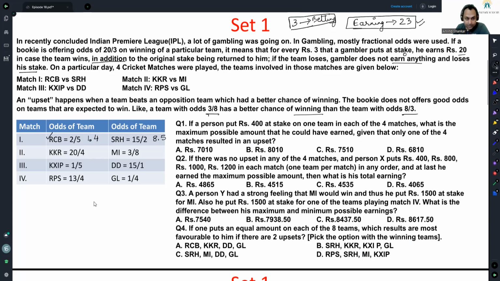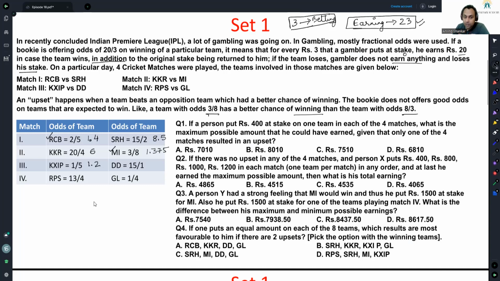When it comes to the second match, you bet 4 rupees, you get 20 rupees back plus the initial stake. So you get 24 rupees. So for every rupee that you stake, you get 6 rupees back. For MI, for 8 rupees if you stake, you get 3 extra back. So you get 11 rupees. So for every rupee that you stake, you get 1.375 back. For Kings XI Punjab, 5 rupees you stake, you get 1 back. So you get 1.2. In match 2, MI is expected to win.